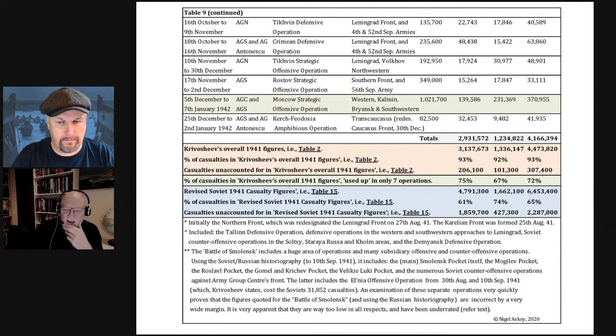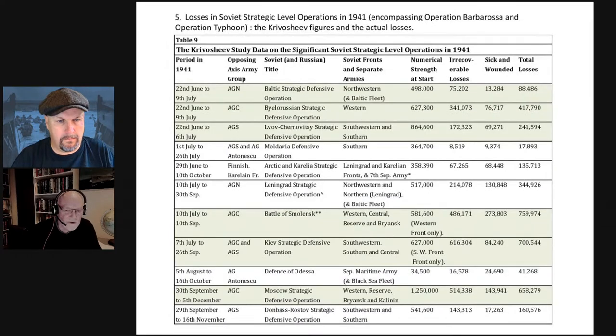The problem is that if you then total those numbers up, it comes to 93%. So 93%, according to Krivosheev, of all the casualties in 1941 occurred in those seven. So there's something wrong there. You can see that's the data stream that doesn't match. There's no way that only 7% of Russian casualties occurred in all these other battles, one of which, of course, is the strategic defensive of Leningrad.